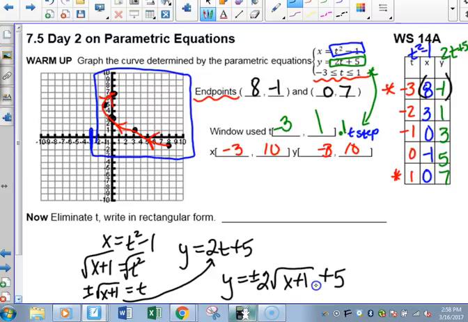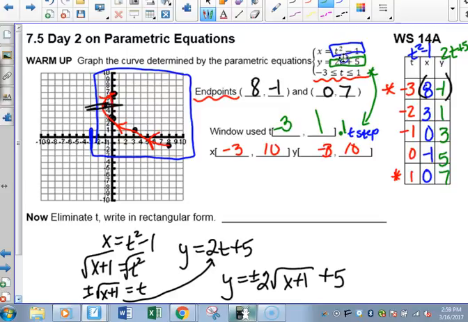But I'm thinking most of us would have forgotten the plus or minus. And if we forget the plus or minus, we only get half of this. It's like a parabola, and we'd get the top half and not the bottom half, or whichever, if we didn't put in the plus or minus.